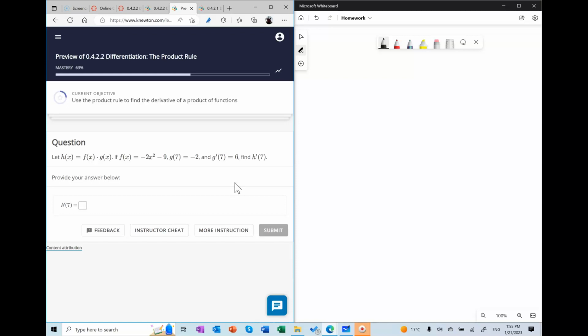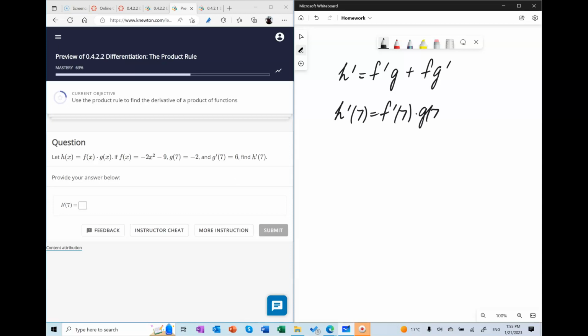And let's do this one. So the derivative of h is f prime g plus f g prime. So the derivative of h evaluated at 7 is going to be f prime of 7 times g of 7 plus f of 7 times g prime of 7, and all that information is given to us.